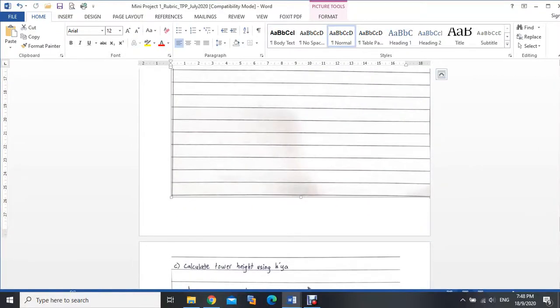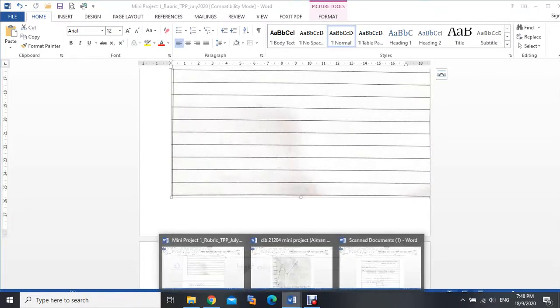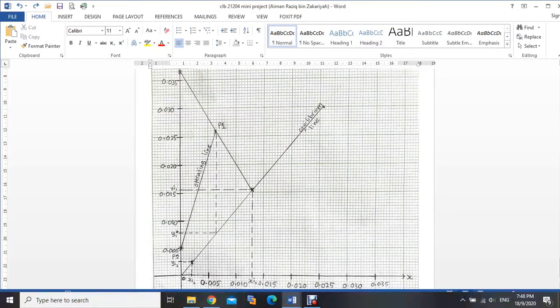xi1 we get from the slope number 1 right here, slope number 1, which intercepts the equilibrium curve. Okay, intercept to the equilibrium curve, and it will be xi1.